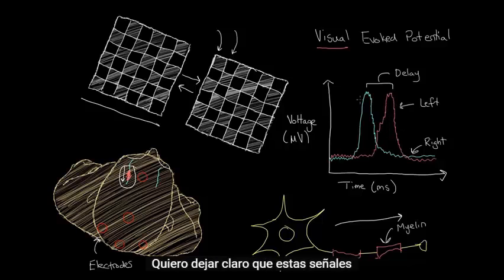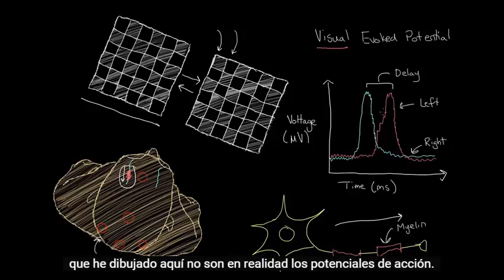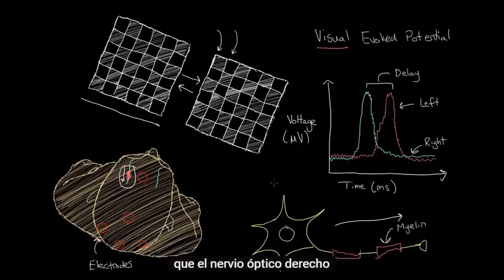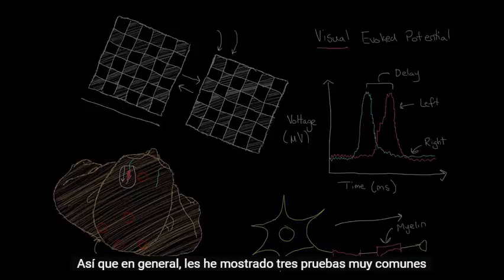Now I want to make it clear that these signals that I've drawn here aren't actually action potentials. They're signals that you get from the overall nerve. But in general, the principle is still the same. You see this delay in the response. So the left optic nerve is now slower than the right optic nerve because you have this lesion over here. So all in all, I've shown you 3 very common tests that people use when diagnosing multiple sclerosis.